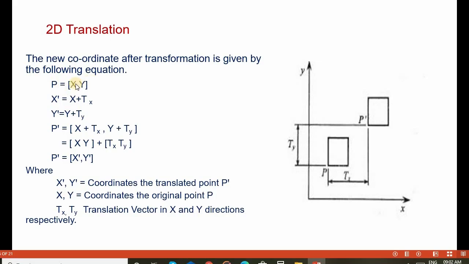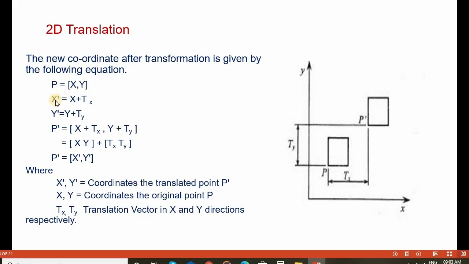So we know that P is (x, y). P shows the points x and y, so we have two coordinates, the x coordinate and the y coordinate. These x and y coordinates are the initial or original point coordinates. So P is (x, y).